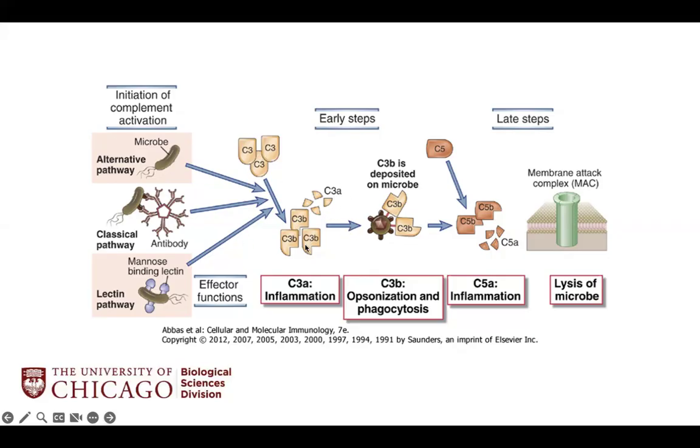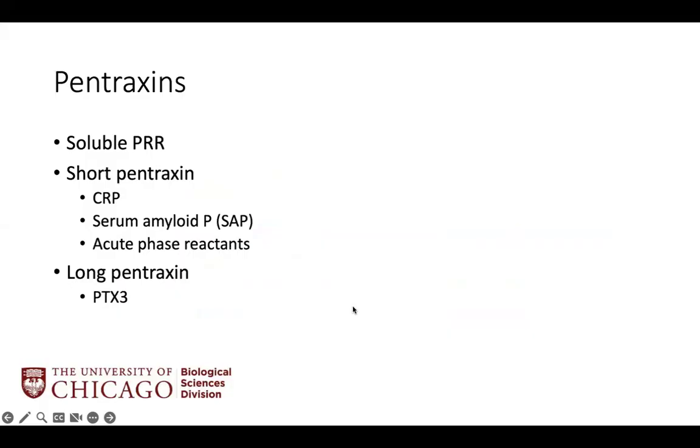Remember, there are parts that get discarded. You get C3, and it goes to C3b. Well, there's also C3a. This also acts as part of the innate immune system, and it is important for inflammation. C3b is for opsonization and phagocytosis as well. And C5a is not just discarded. So C3a and C5a can both help initiate inflammation.